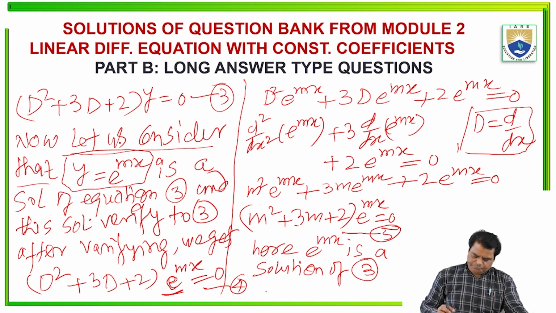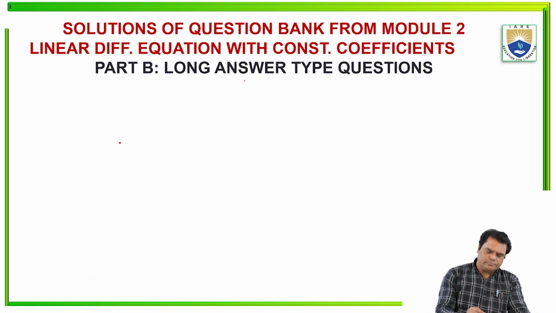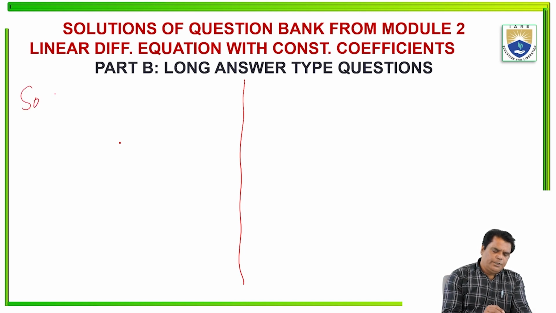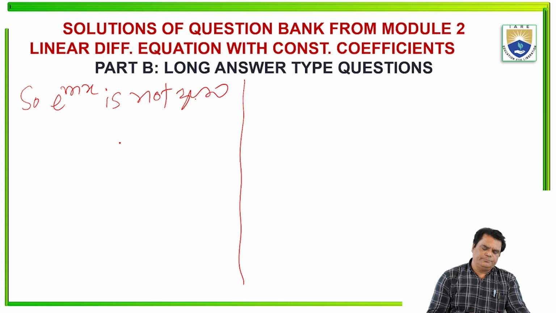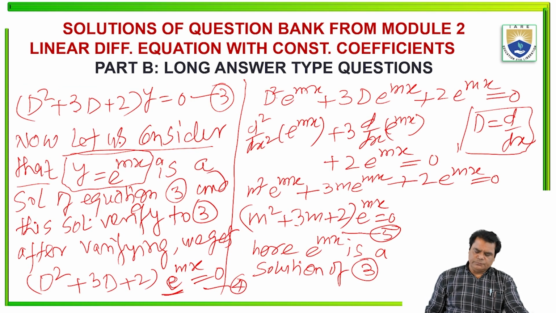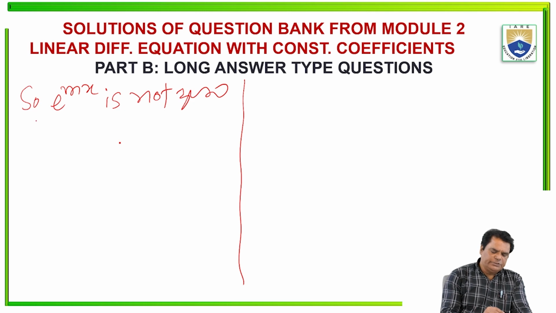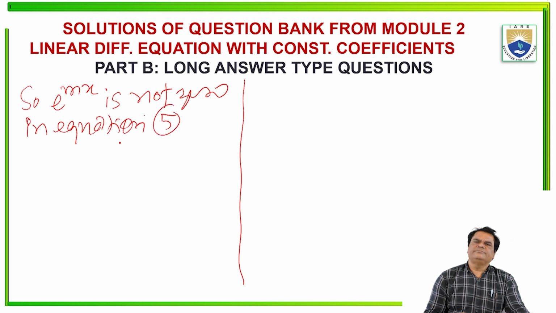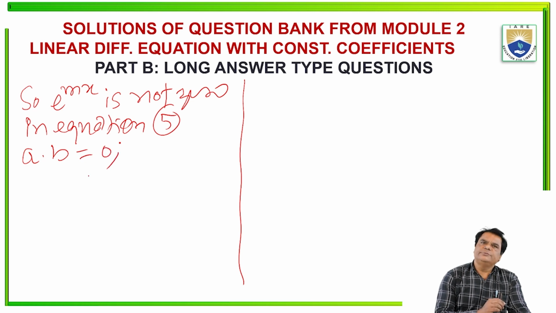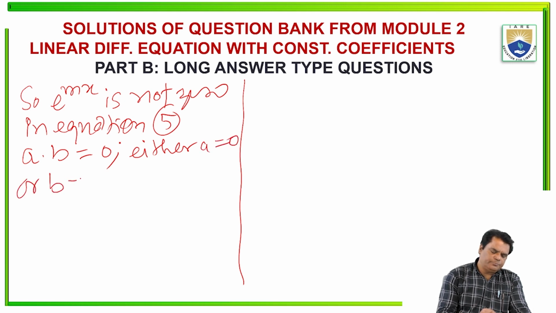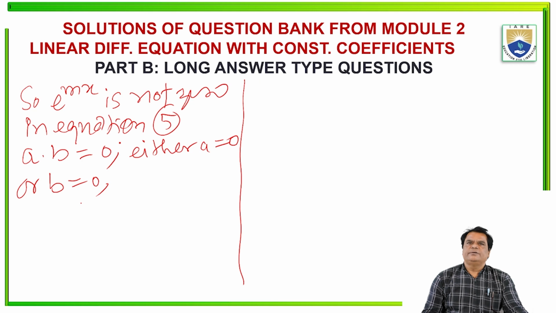So e to the power mx is not 0 in equation 5. Because there is a formula: a into b equal to 0 means either a is 0 or b is 0.